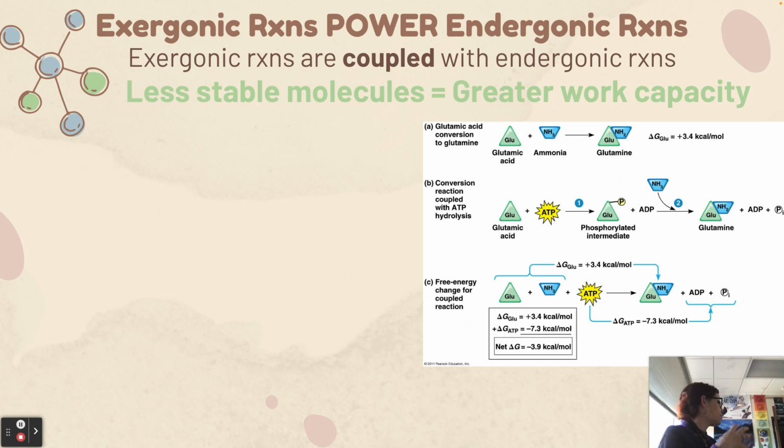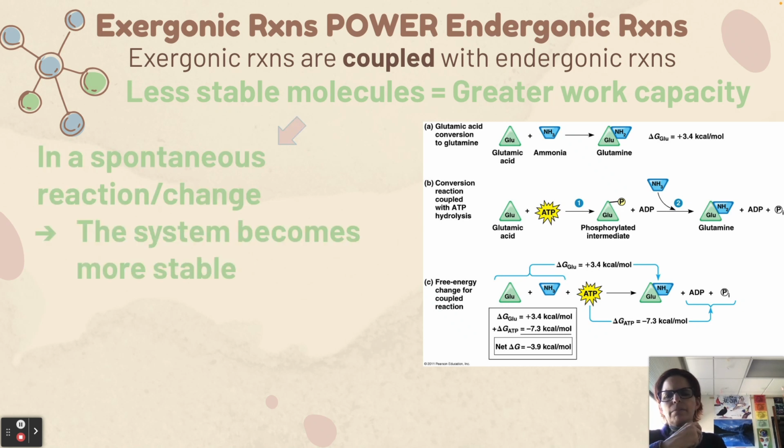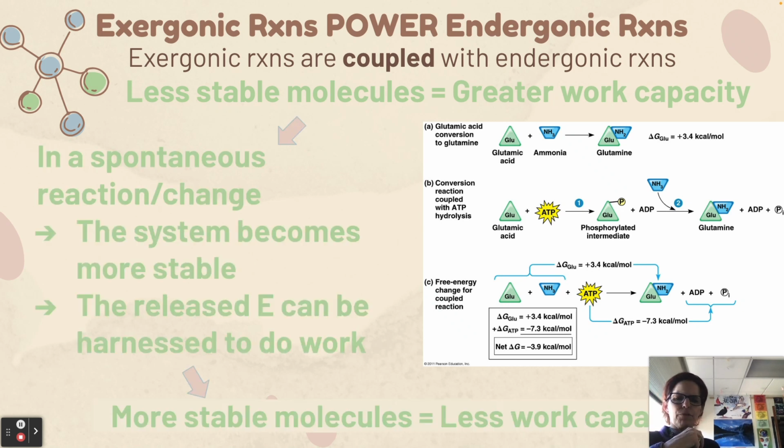Okay, so then the concept of coupling. If you put a reaction that gives off energy, aka an exergonic reaction, and couple it with a reaction that needs energy, you can make the one that needs energy work. That's what they're showing you here. If you have a less stable molecule, it has lots of energy capacity, and you can use that to do work, and then it'll end up being more stable, but having less energy or less able to do work.